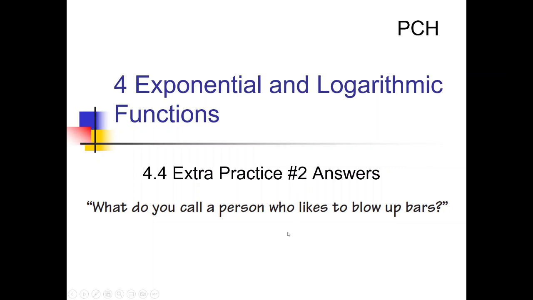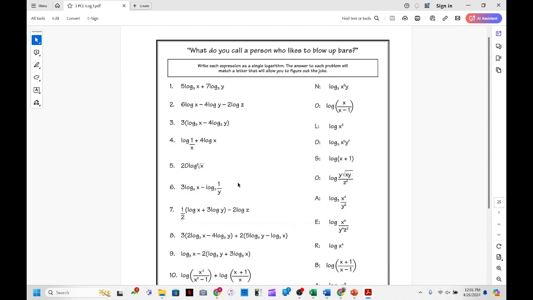There's a puzzle that goes with this. Let's go ahead and take a look at it. So here's our puzzle. We're trying to solve the riddle, what do you call a person who likes to blow up bars? Sounds kind of violent.